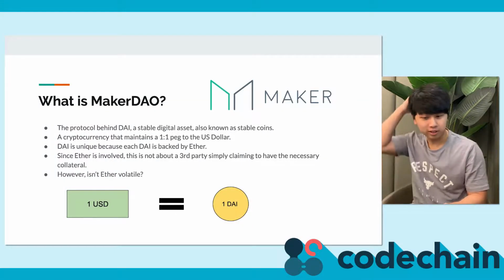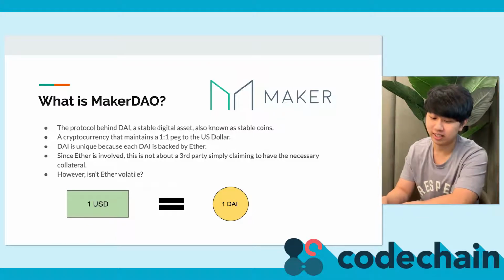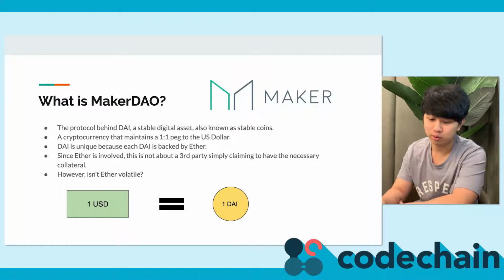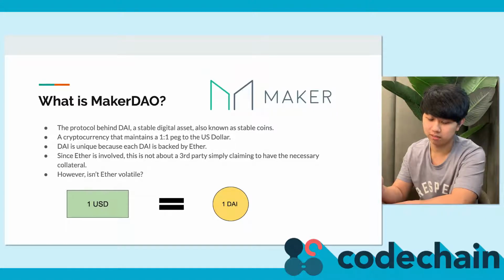So to start off, to explain what MakerDAO is, it's basically a protocol behind DAI, and DAI is a stable digital asset, also known as a stablecoin right now. It's a cryptocurrency that maintains a one-to-one ratio of dollar to DAI, and it's able to do this with various mechanisms embedded within the MakerDAO protocol.